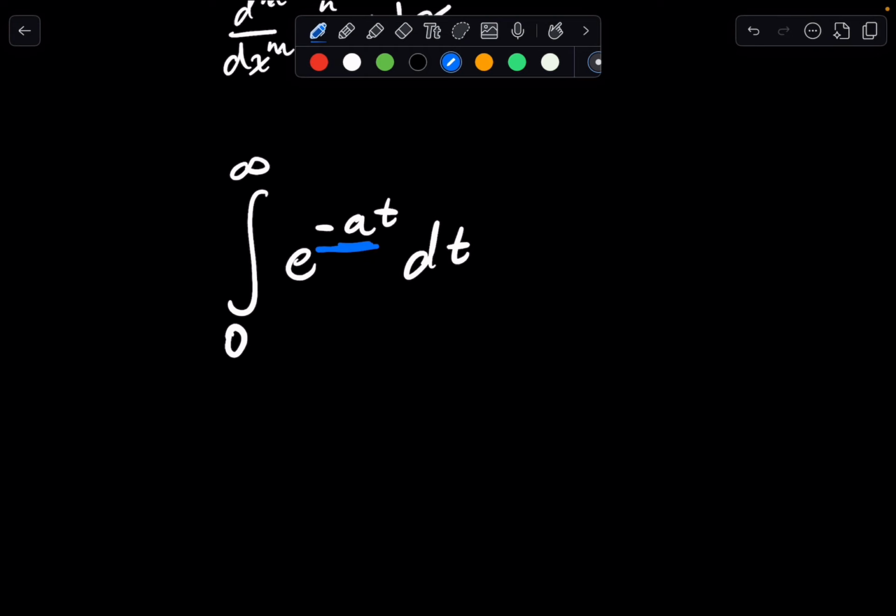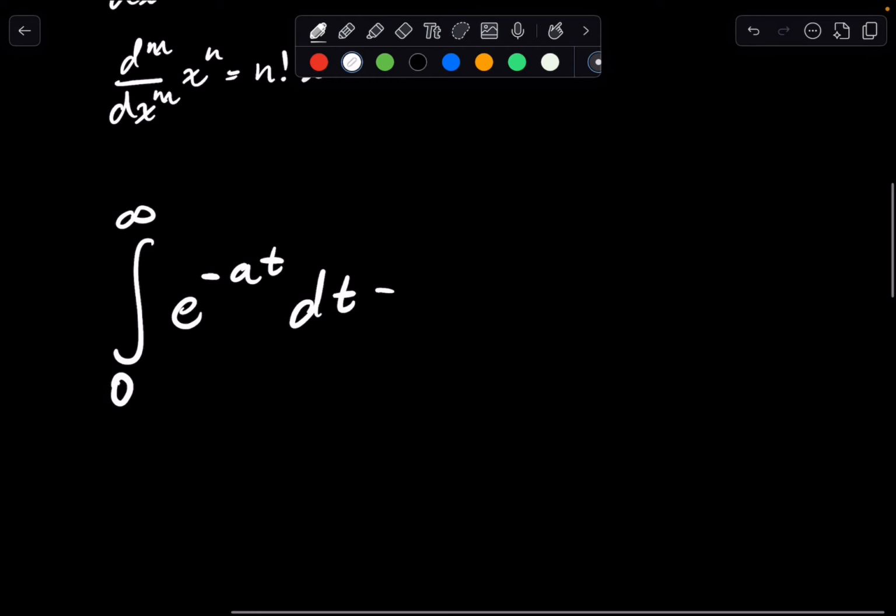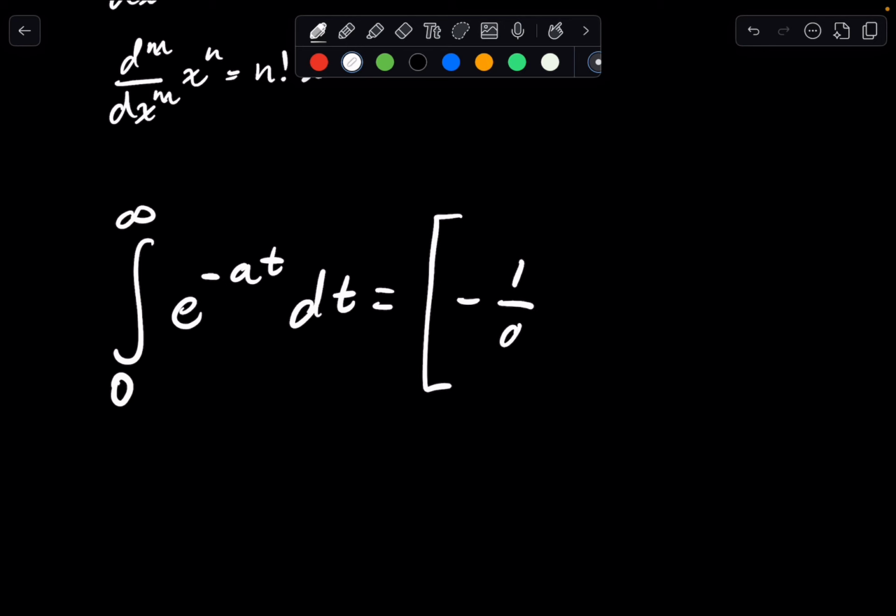A here is just a constant, so it's an arbitrary value. We don't have to worry about that. And if you evaluate this integral, using our basic rules of integration, we get negative 1 over a times e to the negative at, evaluated from 0 to infinity.